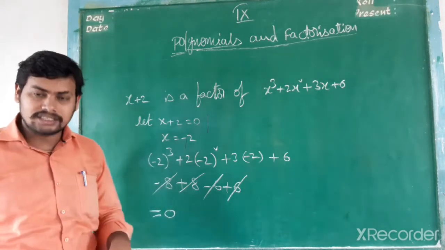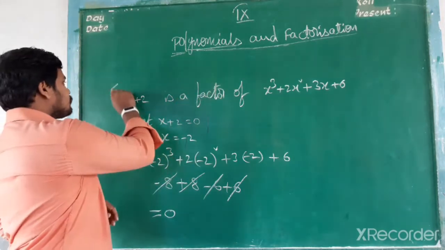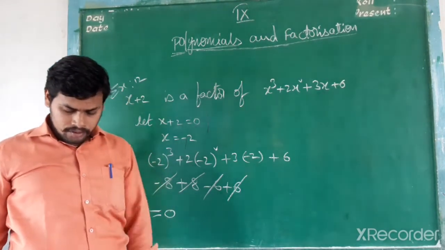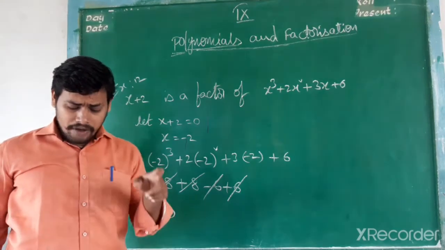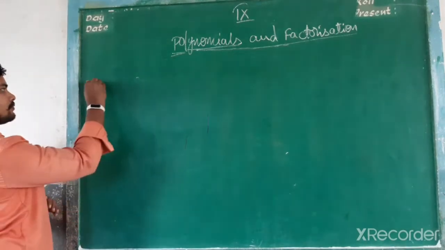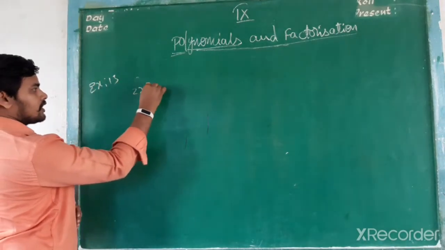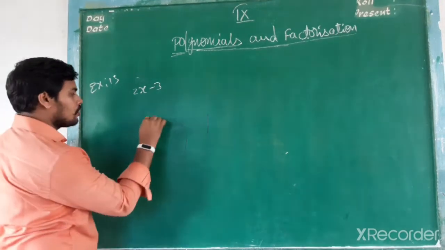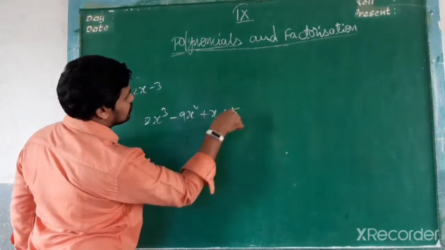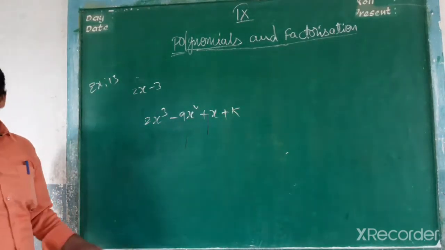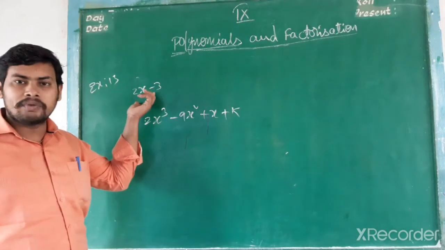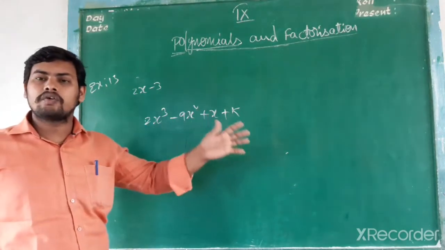So let's move on. This is example 12. Now move on to example 13. Example 13 is: find the value of k if 2x minus 3 is a factor of 2x cube minus 9x square plus x plus k. Here 2x minus 3 is a factor of this polynomial, then find the value of k.